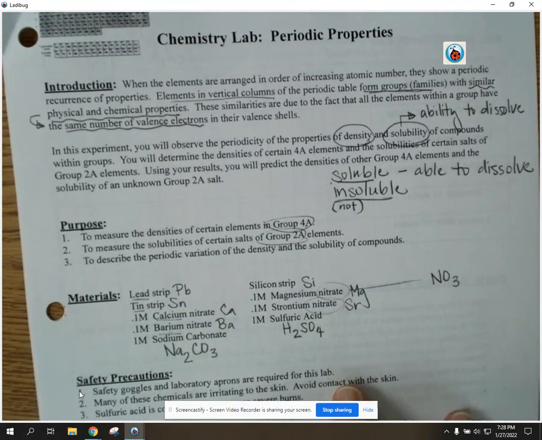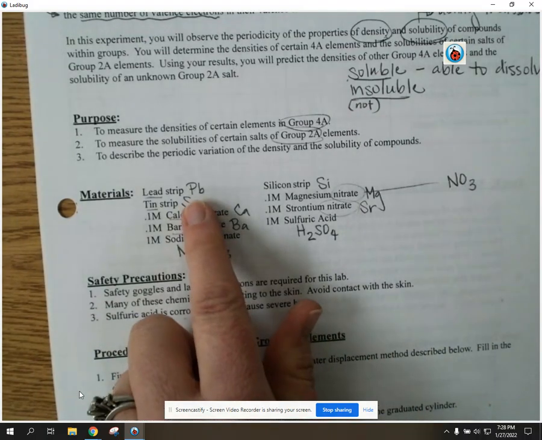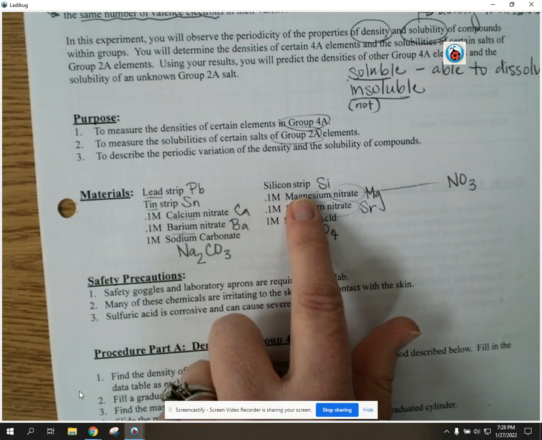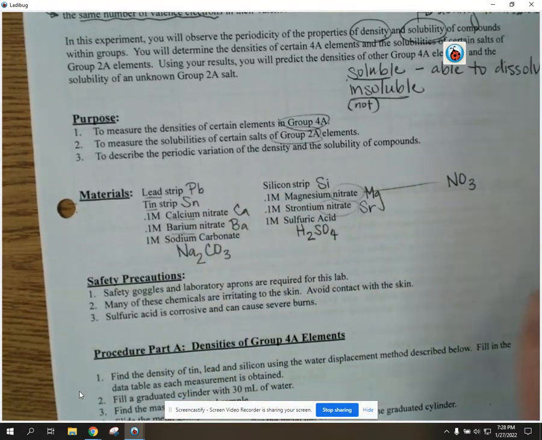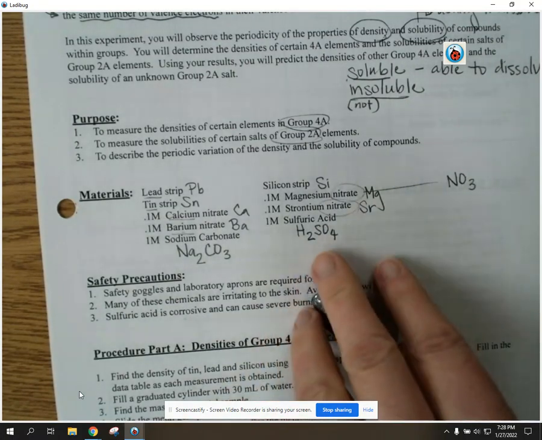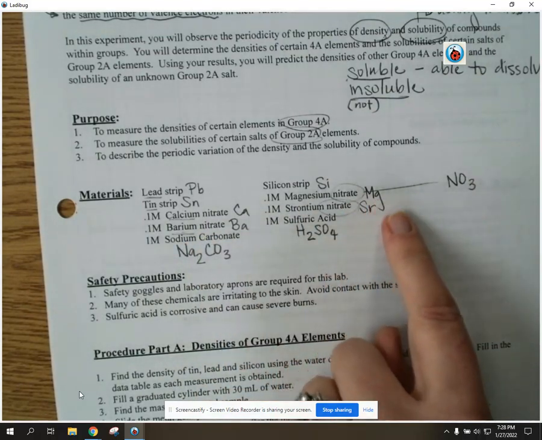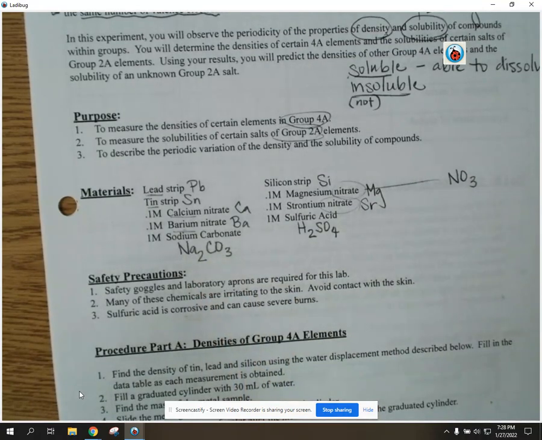Okay, so these are the materials that we used in the lab. We used these three metals: lead, tin, and silicon. And I wrote in the chemical symbols there. I'm going to show you a picture of them here in a second. And then we used four different nitrates, and we mixed those either with sulfuric acid or sodium carbonate.